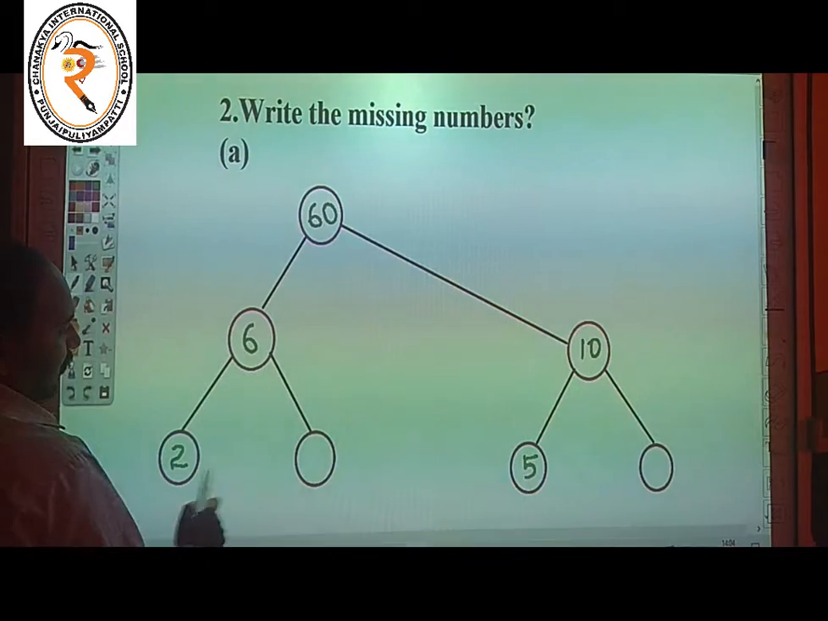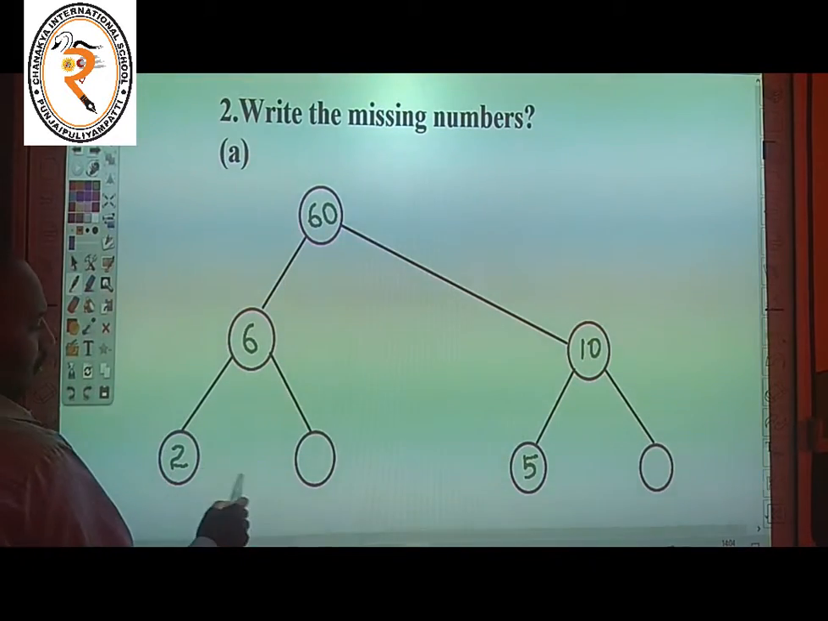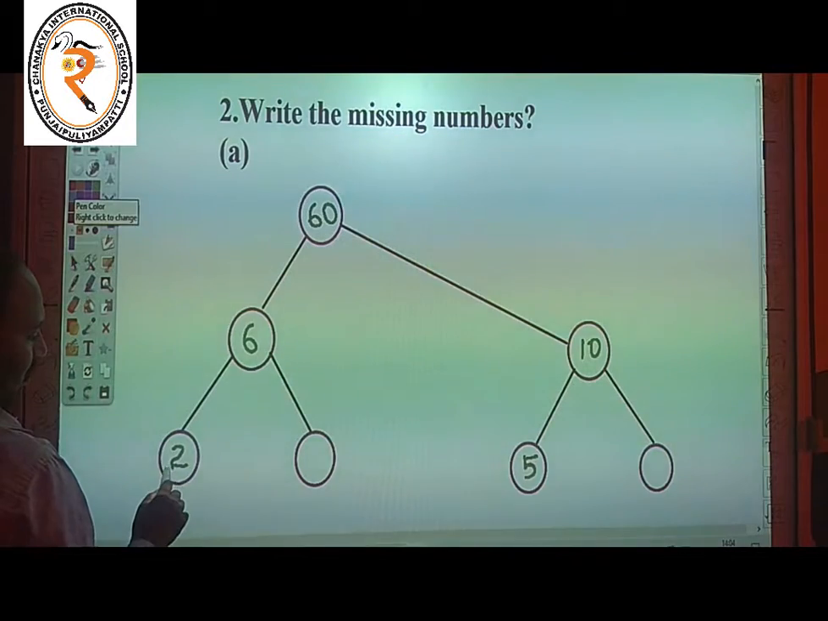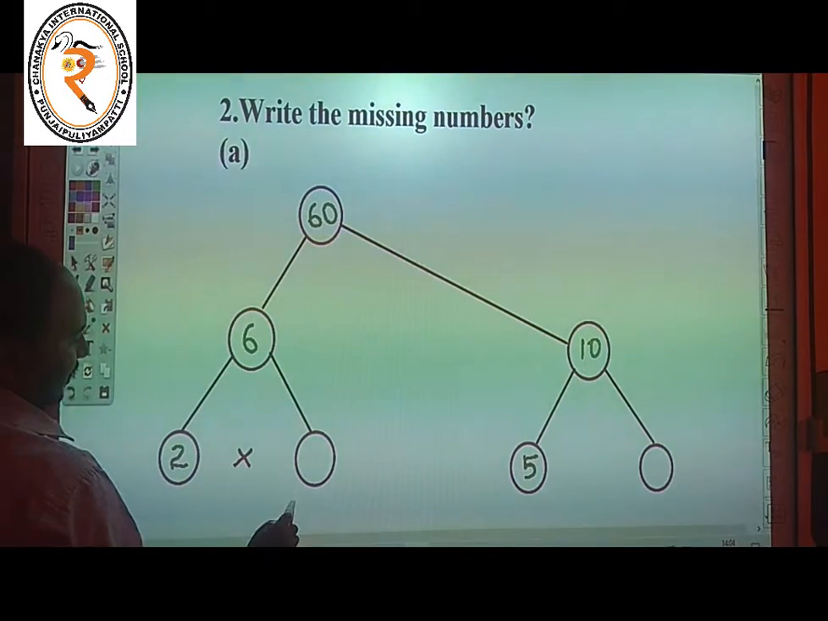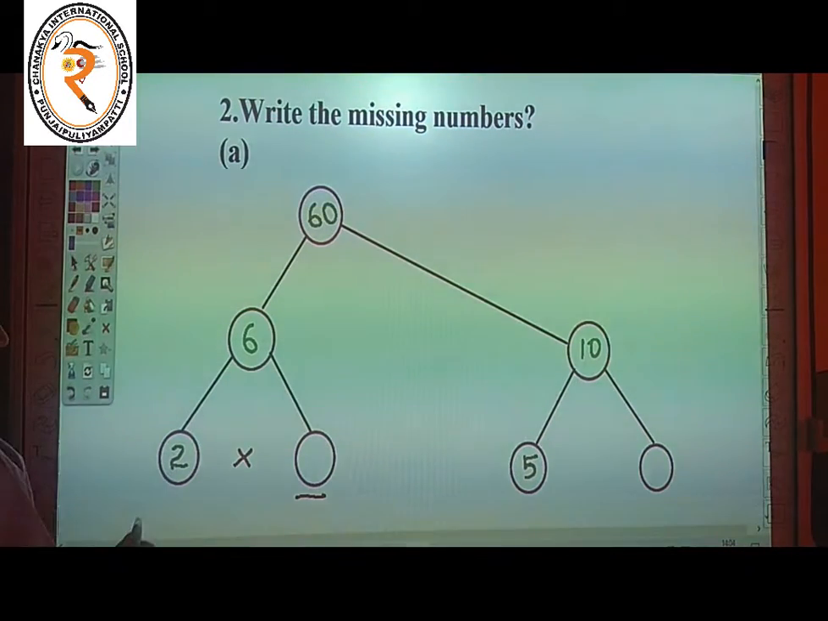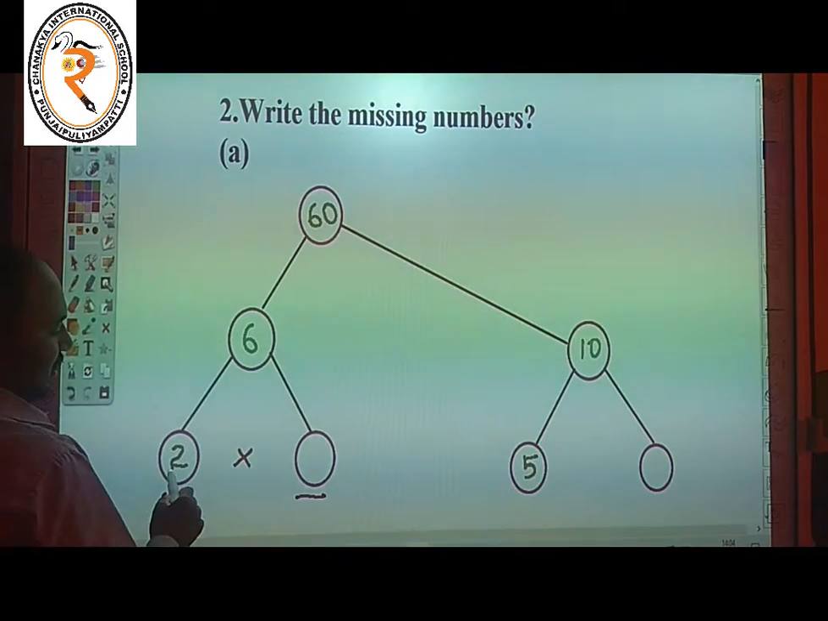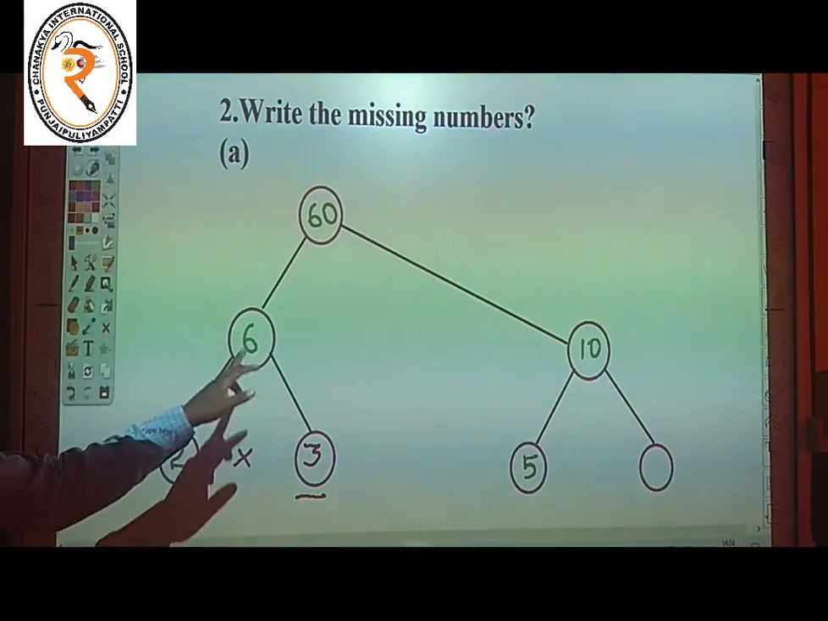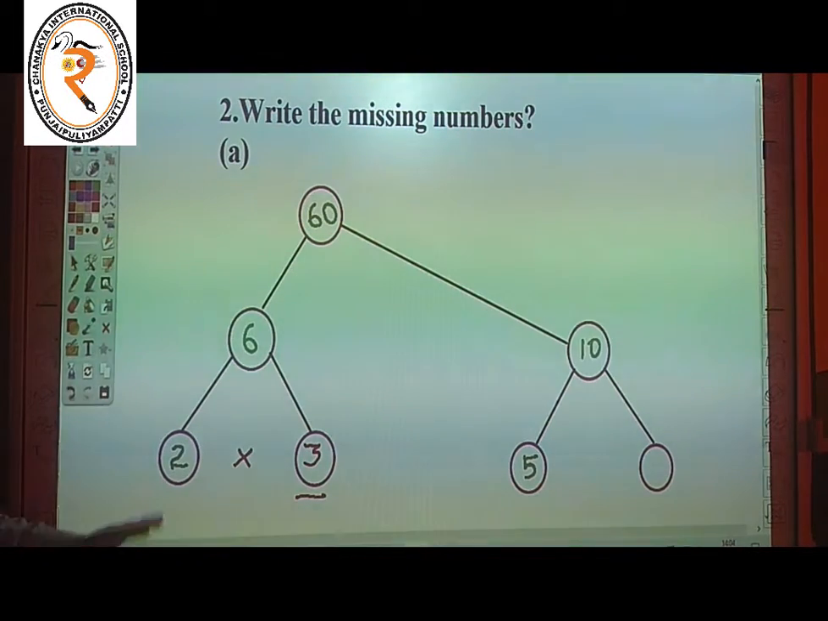We want a pair of factors: 2 into dash is equal to 6. 2 is a prime number and we want prime factors. So 2 into 3, because 2 threes are 6.